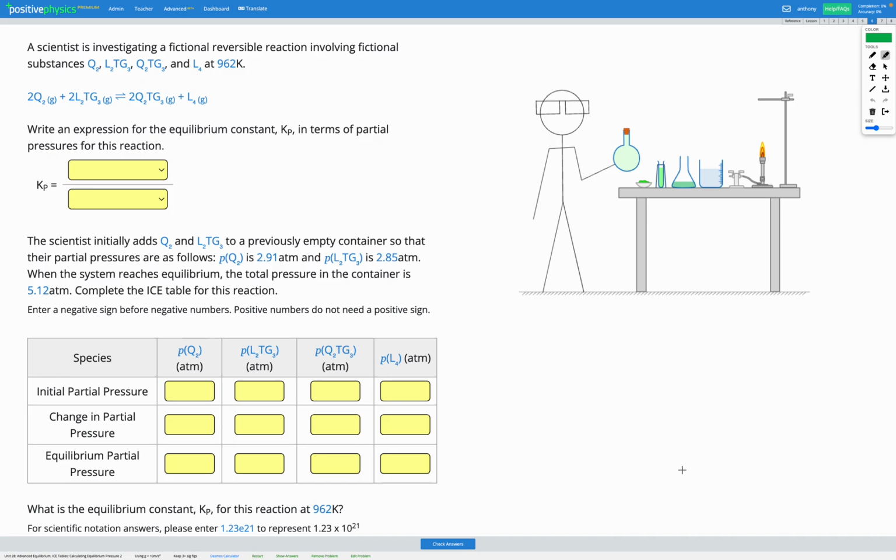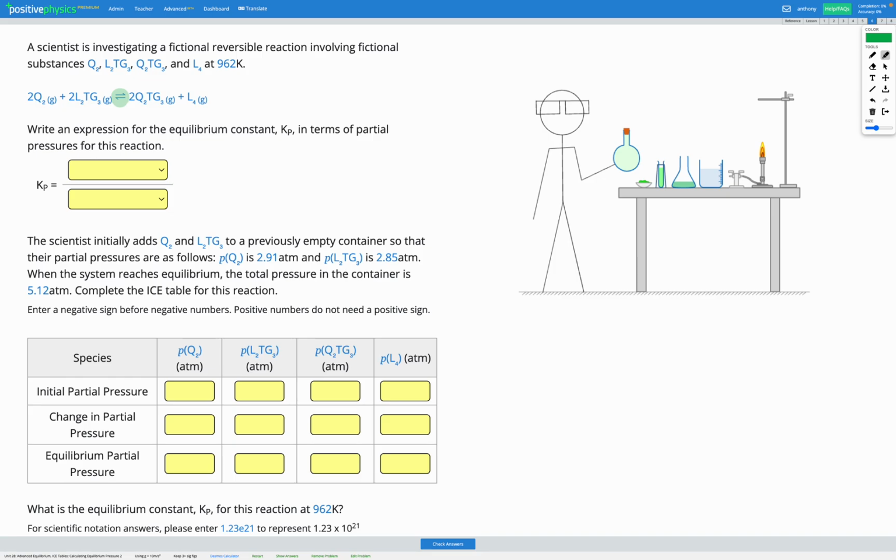In this question, a scientist is investigating a fictional reversible reaction involving fictional substances Q2, L2TG3, Q2TG3, and L4 at 962 Kelvin. So again, we've got that reversible reaction arrow there, showing our reaction can go both forwards and backwards.